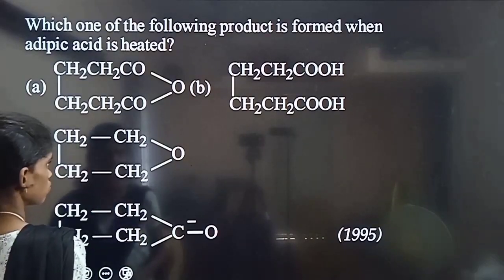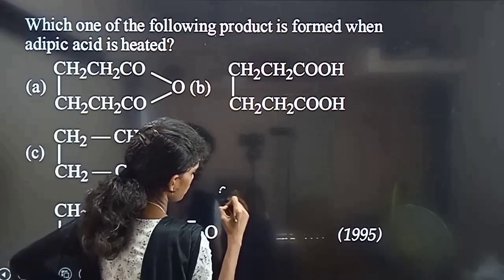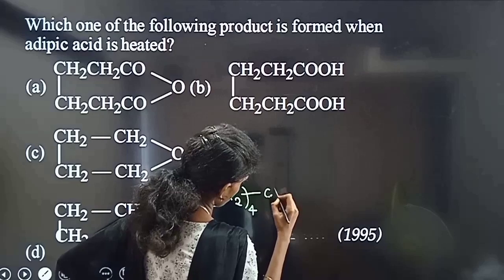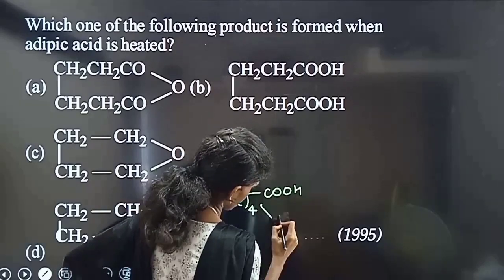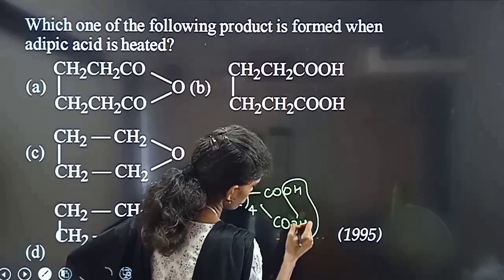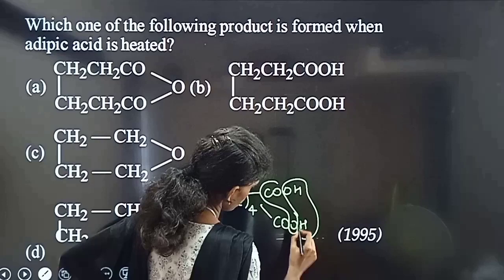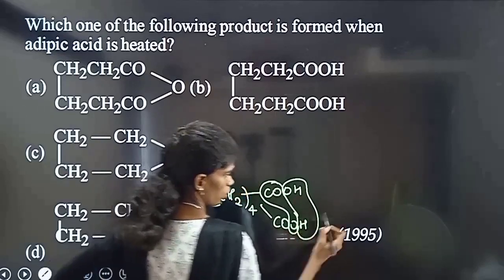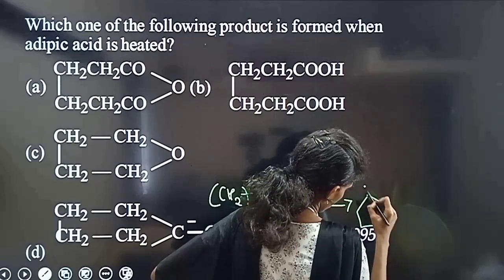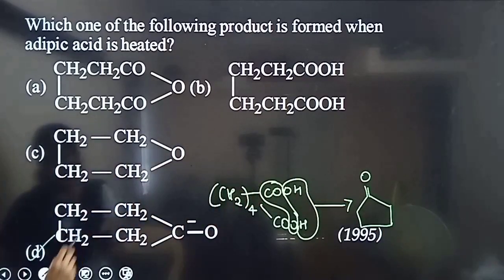So H2O elimination and then CO2 elimination. Only one carbon and one oxygen will remain. That will cyclize to form cyclopentanone. Option D is the right answer.